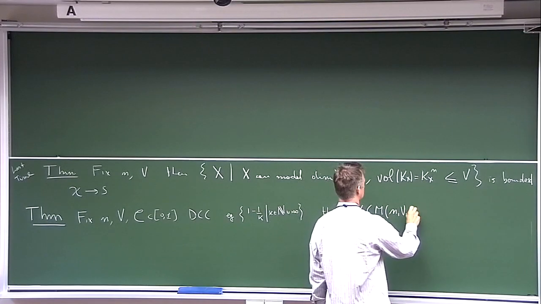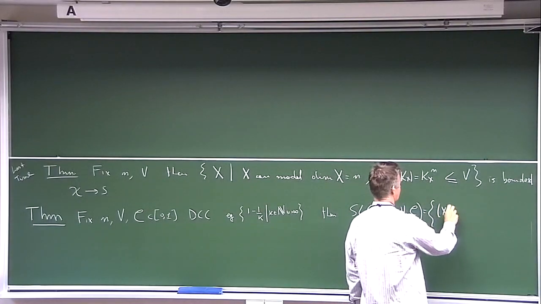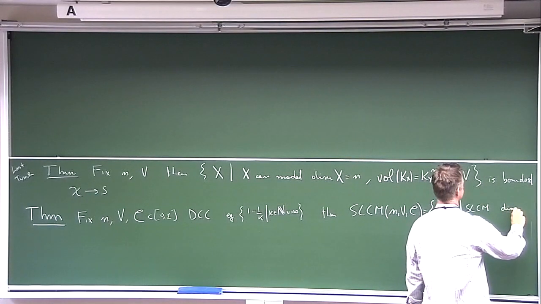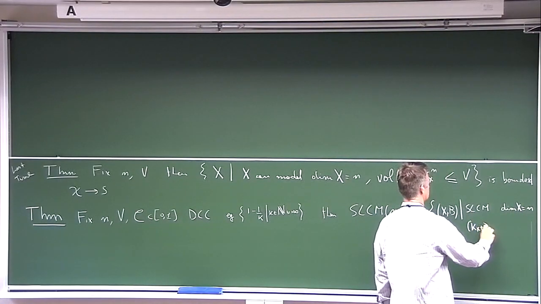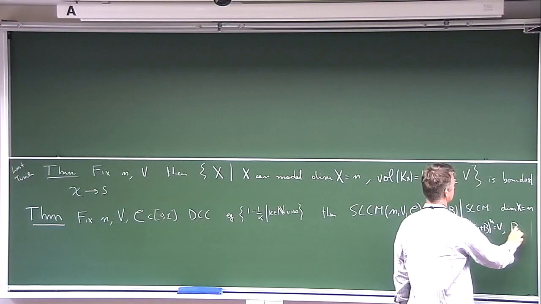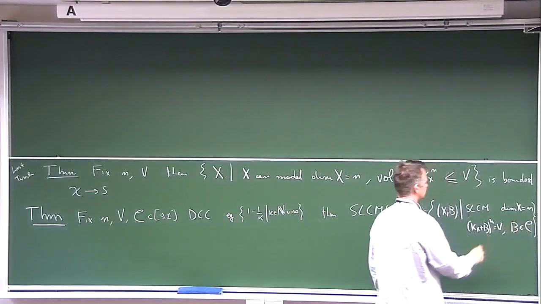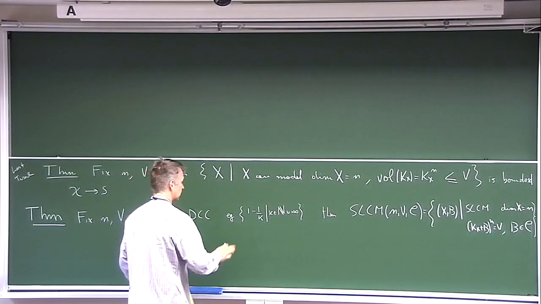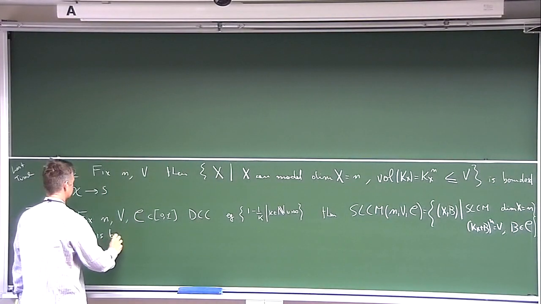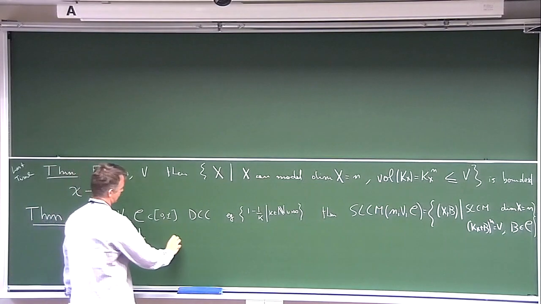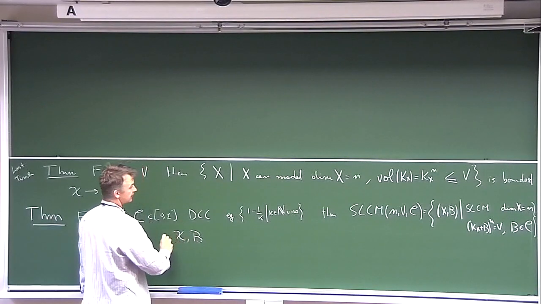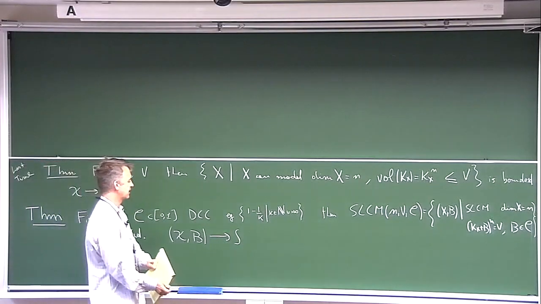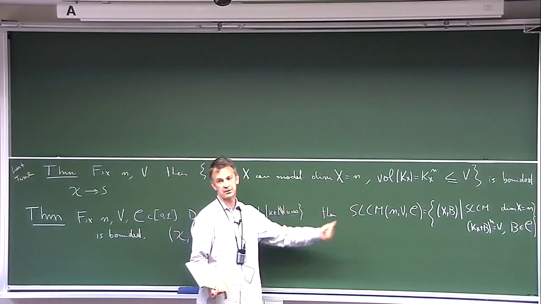So we fix these three, and we consider the set, let's call it SLCM for semi-log canonical models, which depends on the dimension, the volume, and the coefficient set. This is the set of all pairs (X, B), which are semi-log canonical models of the right dimension, the right volume, and the coefficients of B are in this DCC set C, so the right coefficients. Notice that I'm fixing that the volume is equal to V, not less or equal to V. So this set here is bounded, by which I mean that we have to show that there's a pair (X, B) with a projective morphism over a variety of finite type S, such that the fibers of this morphism parameterize this set of semi-log canonical models.